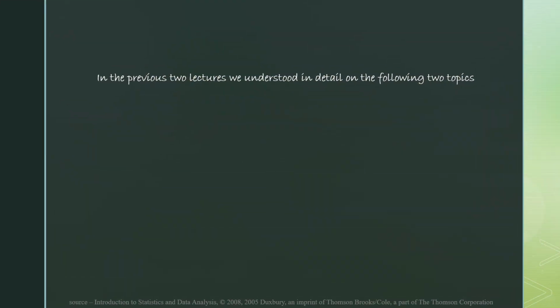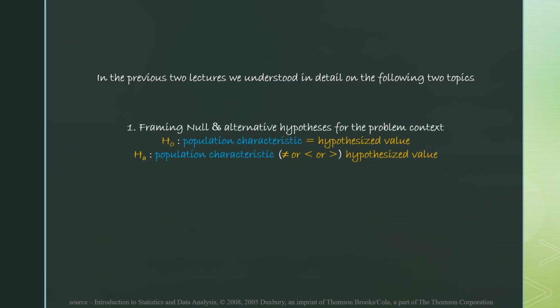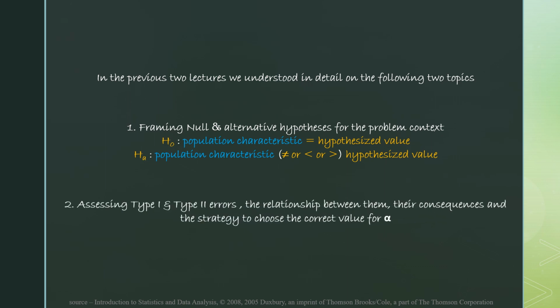In the previous two lectures, we understood in detail the following two topics. Primarily, choosing one among the three possible inequalities, that is not equal to, less than, or greater than, in the alternative hypothesis, and assessing type 1 and type 2 errors, the relationship between them, their consequences, and the strategy to choose the correct value for alpha.